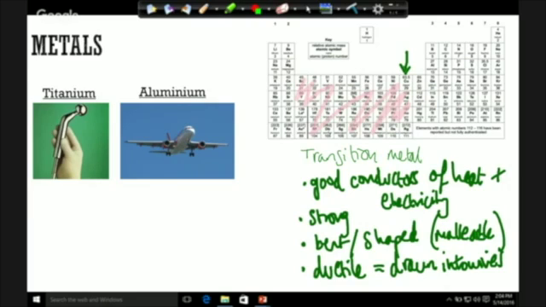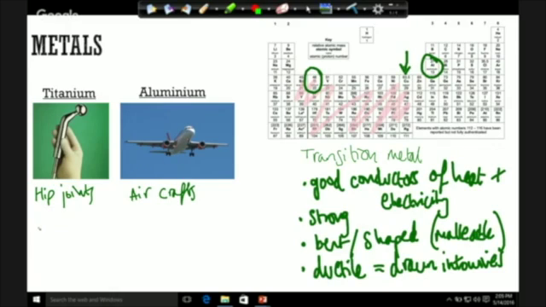Now, further to this discussion of the properties of the transition metals, there are also a couple of metals that we need to focus on, and they are titanium, which you find here, and aluminium, which you find over here. So titanium is a useful metal and can be used for things like hip joints, which is shown in this picture above here, and aluminium can be used for aircraft. Okay, so it can be easily shaped and turned into an aircraft body.